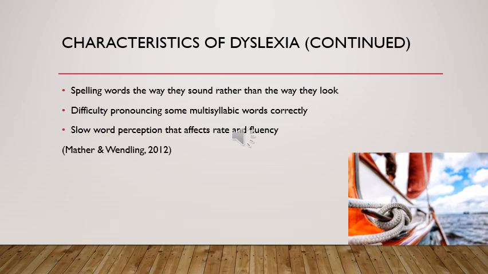Characteristics of dyslexia continued from the previous slide. Spelling words the way they sound rather than the way they look, difficulty pronouncing some multisyllabic words correctly, slow word perception that affects rate and fluency, and these characteristics were cited from Essentials of Dyslexia Assessment and Intervention, 2012 edition by authors Mather and Wendling.